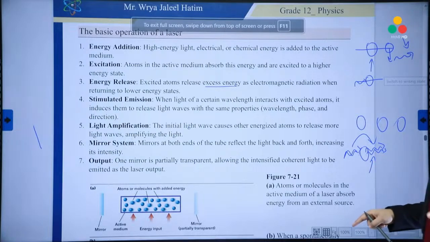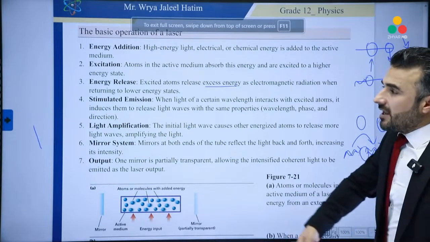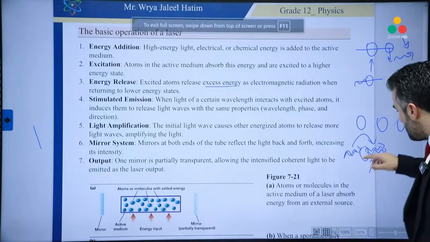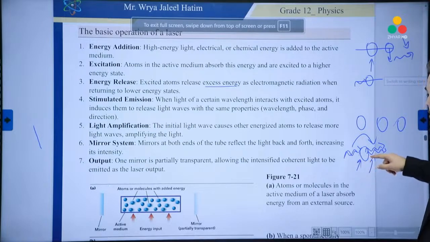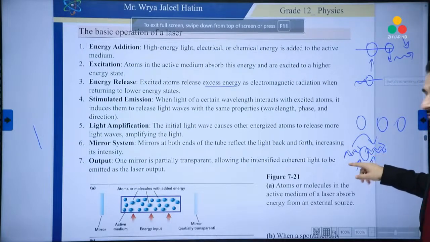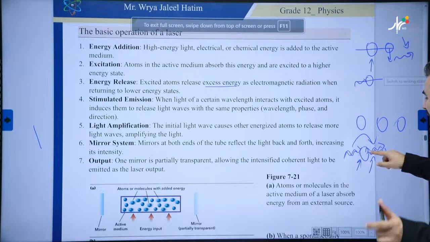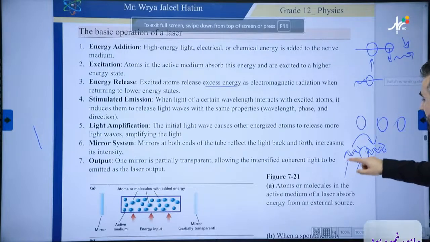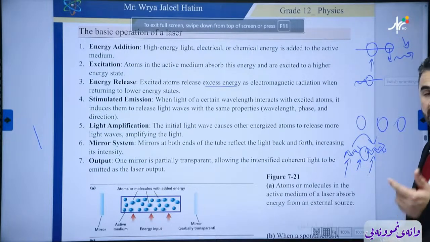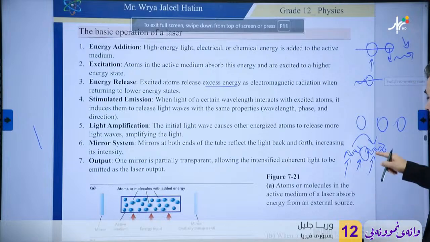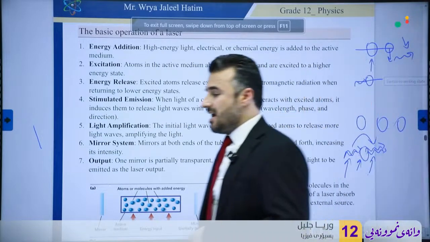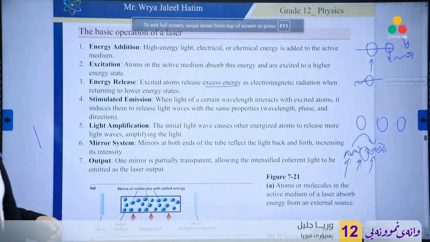This is what is called stimulated emission, because you're stimulating, you're encouraging, you're forcing this electron here, let's say, to emit or give out another electromagnetic wave that is exactly the same as this one in terms of the wavelength, the frequency, and also the phase difference. That is what is called stimulated emission.